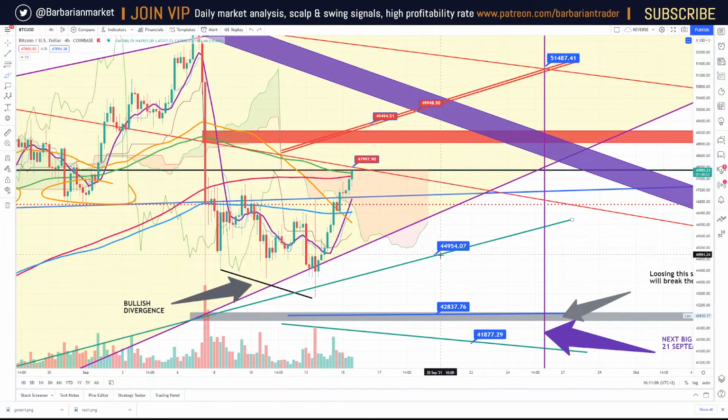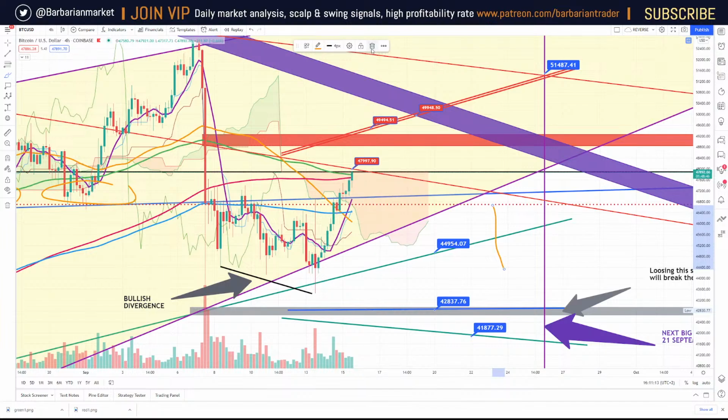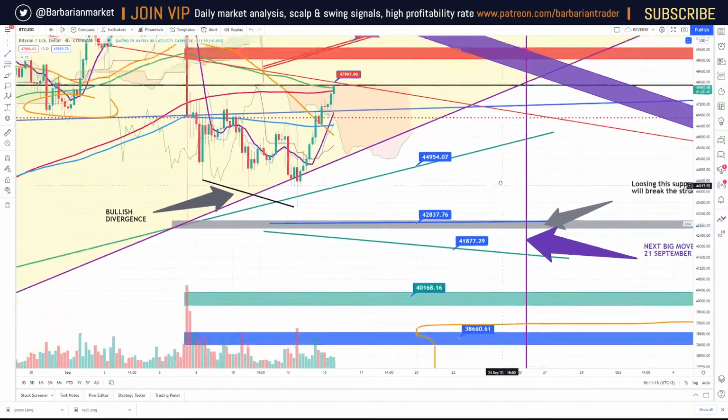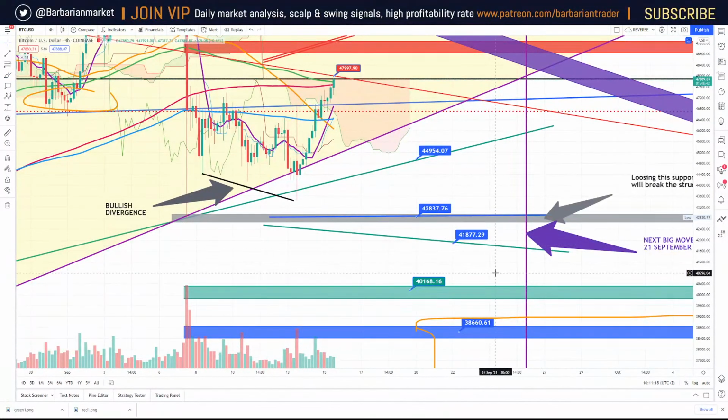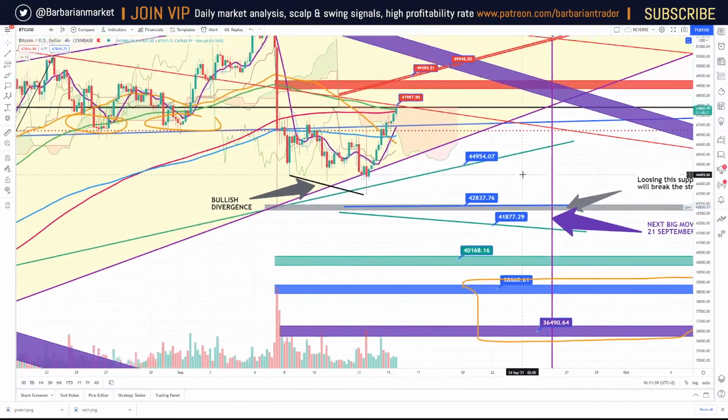And on lower, we have support area on this diagonal support, on this gray area, sorry. And next diagonal support. And once we lose this gray channel, it's very possible to head to this first and then continue to those green, blue, and purple. All right. And remember, keep an eye for 21 September. It might be a fast or strong move.